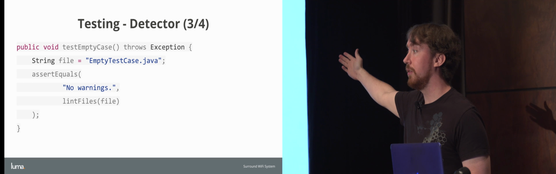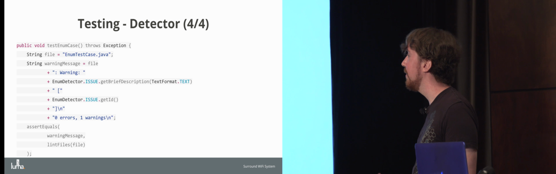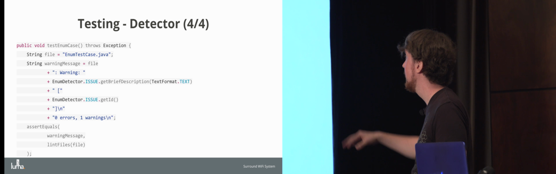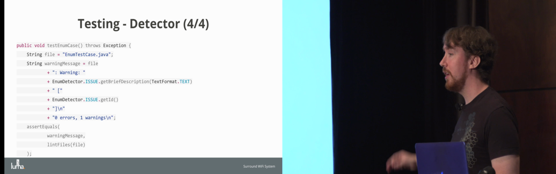So here it's really ugly, but we have to construct what that error message might look like, because you don't really have any great way of knowing beforehand. So you kind of just have to run it once, let it fail, and then use that message for your test case. But the general idea is the same. We have our file, and we have to construct our warning message instead of having that default no warning message. And then we still call lint files onto that file name.